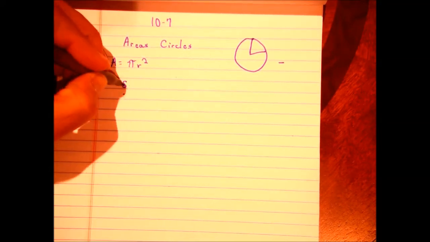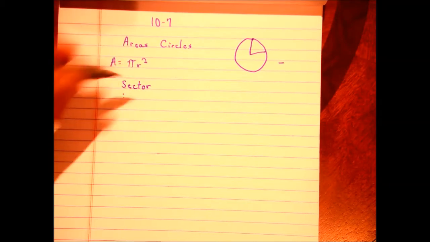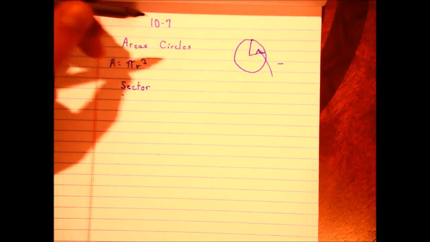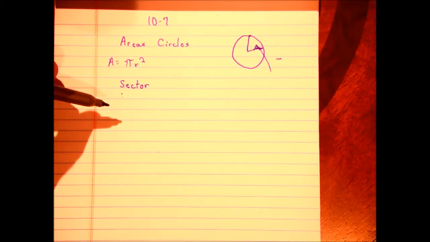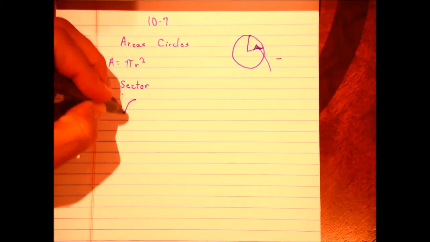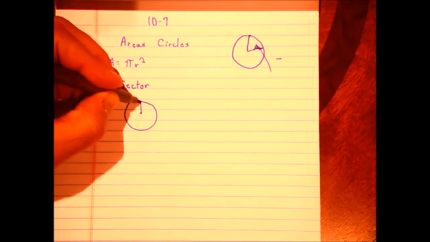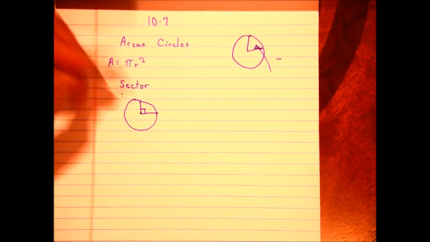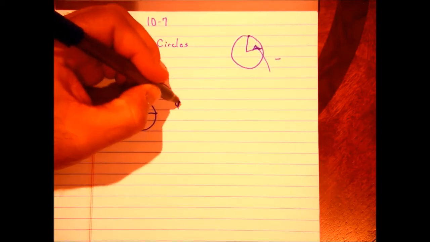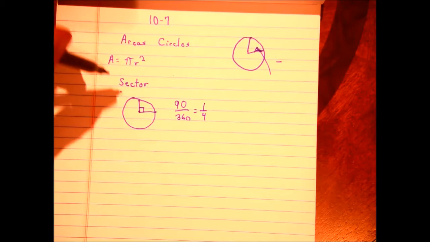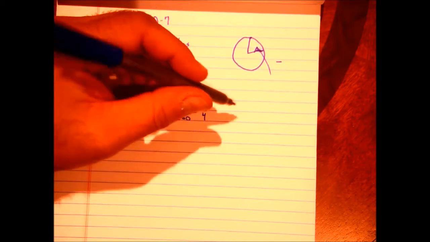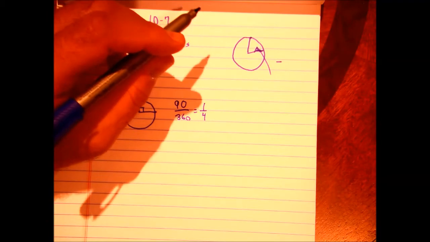Then we have something called a sector. And a sector is this piece. It's a piece of the circle, or a percentage of the circle. So, for example, if you had a 90-degree angle here, you know that's how much of the circle. We'll do 90 over 360, and you know that's 1/4. So it's 1/4 of a circle. Whatever the area would be, if you divided it by 4, you'd find the area.